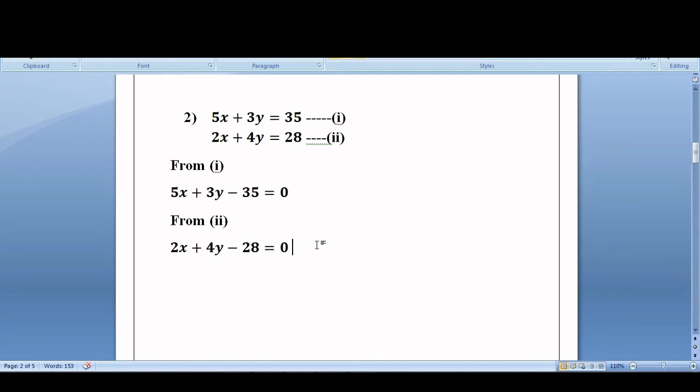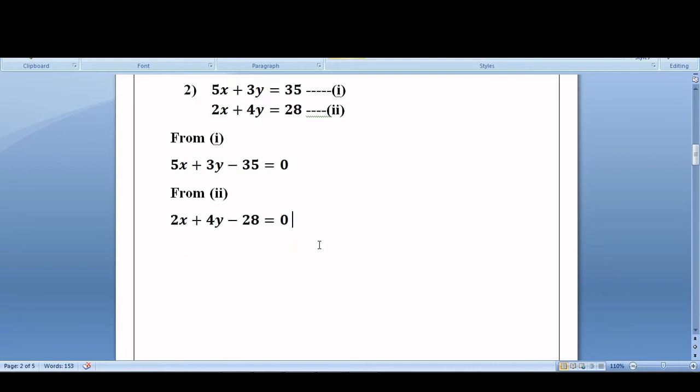Now many times students ask me which method we should apply in exams. Okay, so generally they will tell you specifically in the question that use cross multiplication method or use substitution method. Okay, but sometimes they may only ask you to solve the pair of linear equations. So in that case it's only up to you which method you are comfortable with, and then you can apply that method also.